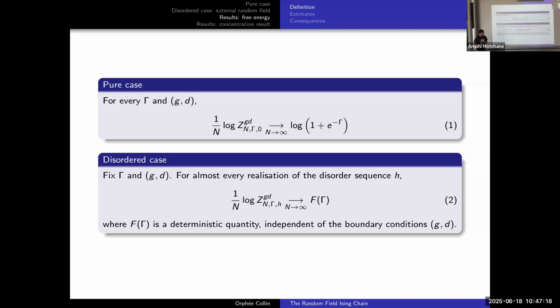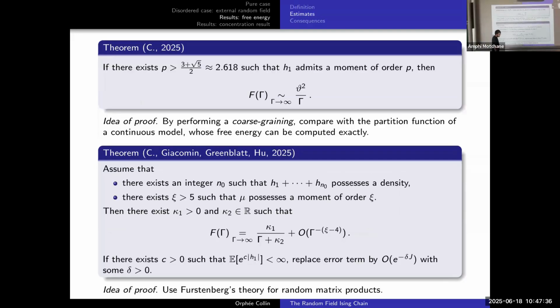So this is fairly easy to establish using Kingman's subadditive ergodic theorem. But we're going to investigate a bit more on f of gamma, and in particular its asymptotics as gamma goes to infinity. Okay, so here are two results.